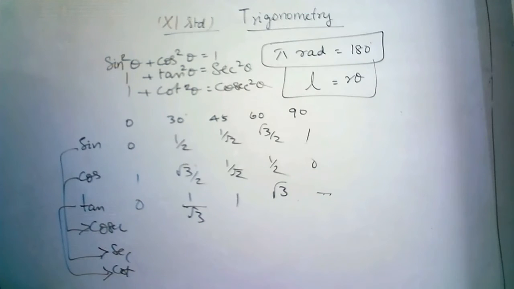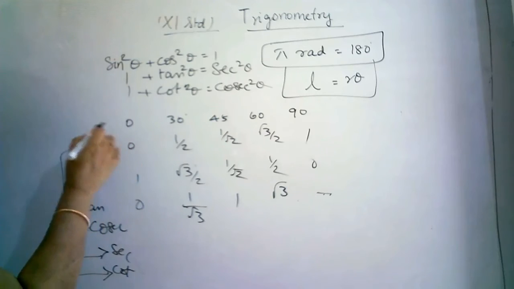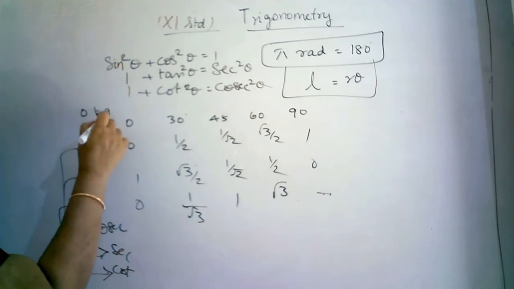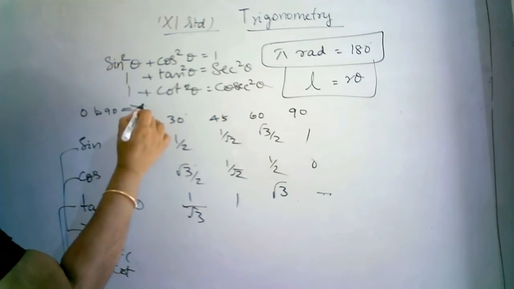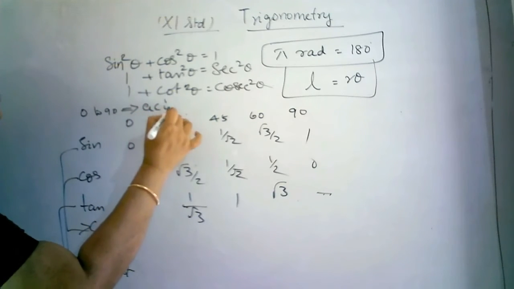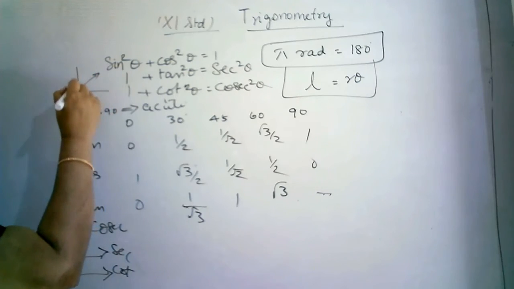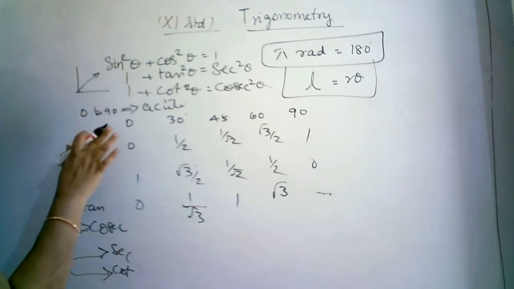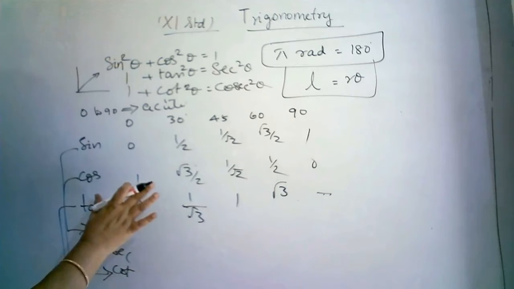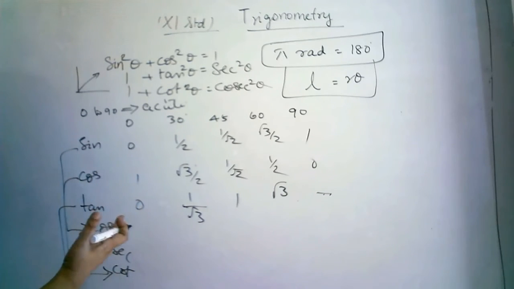ஓகே, இப்போ இதில் பார்த்தீங்கன்னா we are seeing the range from 0 to 90. அதாவது அக்யூட் ஆங்கிள்ஸ்க்கு தான் ரேஷியோஸ் பார்த்துருக்கோம். அக்யூட் ஆங்கிள்னா என்ன, ஸோ விச் இஸ் லெஸ் தென் 90 டிகிரி. லெஸ் தென் 90 டிகிரி இருக்கிறது தான் அக்யூட் ஆங்கிள். இதனுடைய வேல்யூஸை தான் பார்த்துருக்கோம்.